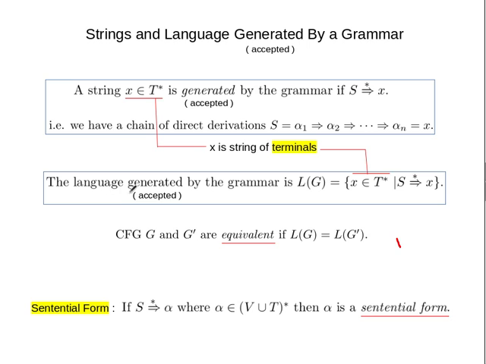And then the language generated by the grammar is the set of all strings over terminals, of course, which we can derive from S. So it's the set of all strings that is generated by the grammar. So that is the language generated by the grammar. So here, in DFA we use the term accepted. So here we say generated. It's more convenient to use generated. But this generated, it in fact means accepted.